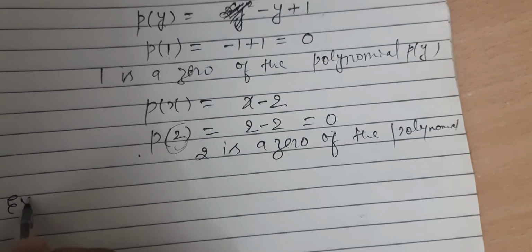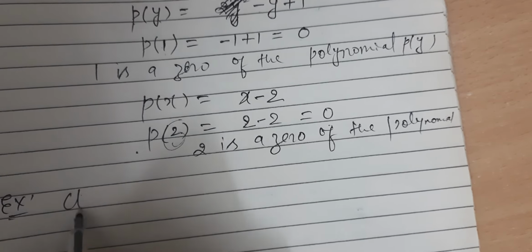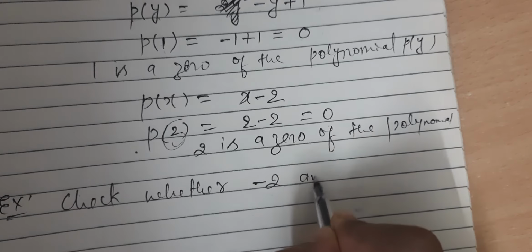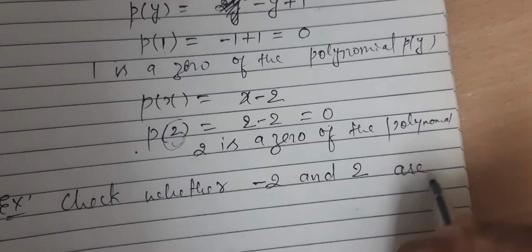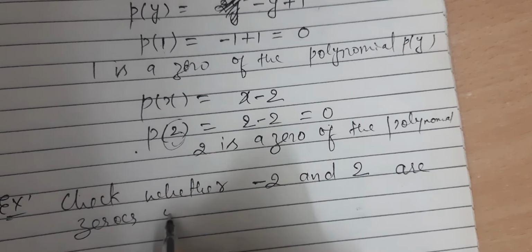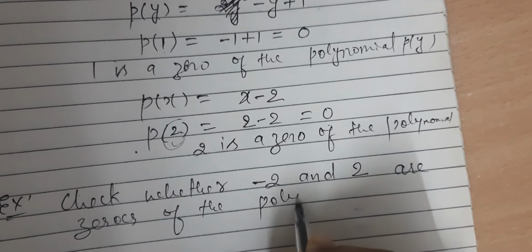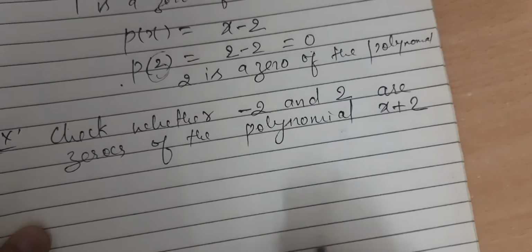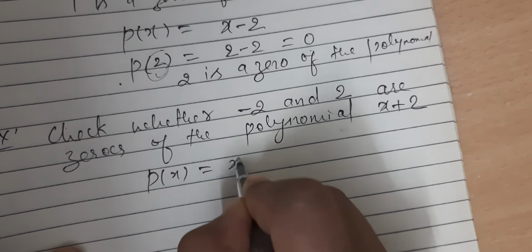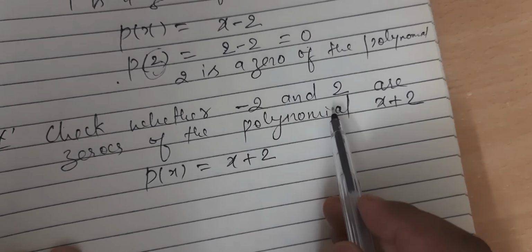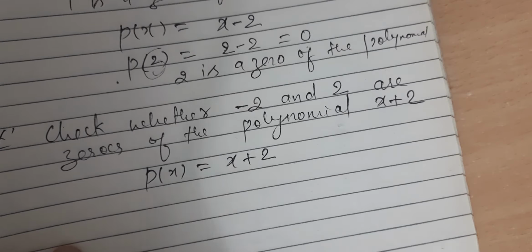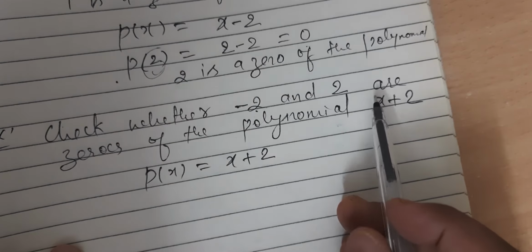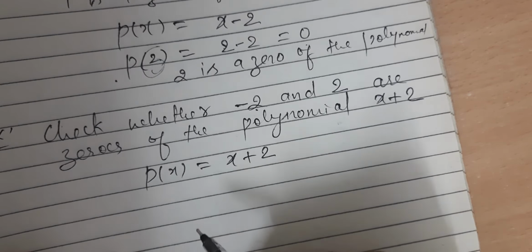Now I'll take one more question. Here we have to check whether this minus 2 and 2 are zeros of the polynomial x plus 2. So polynomial is given, x plus 2. We have to check whether this minus 2 and 2 are zeros or not. So if they are zeros, if minus 2 is the zero, it means the polynomial should become 0 if it is the 0 of the polynomial. Okay, so what we will do, one by one we will put the value.